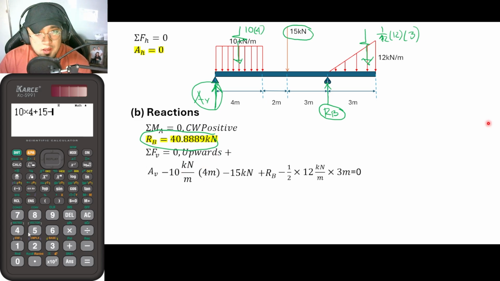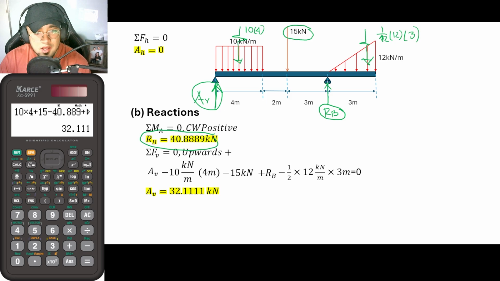And again, so minus 40.889 plus 1 half of 12 times 3. Okay, so the answer here is 32.111. I just did the algebra in my mind.